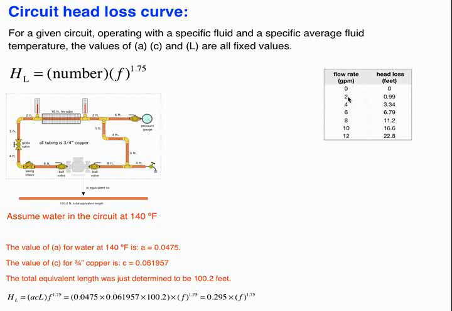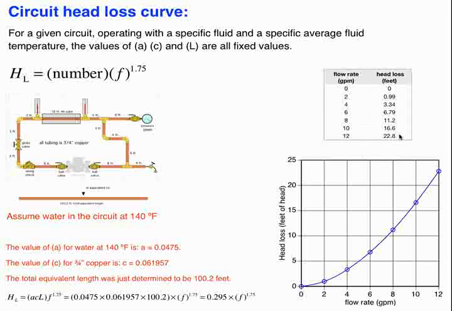At 0 flow, we have 0 head loss. At 2 gallons per minute, if I plug 2 in for F, raise it to the 1.75 power, multiply it by 0.295, that's what my head loss is. So I do this for all the flow rates, and I get these head loss values, and then I make a graph. Those circles you see on the graph are just these points in this table being plotted out. Okay? And if I connect the dots, so to speak, into a nice smooth curve, this is called a circuit head loss curve. This is the fingerprint, if you will, of that piping circuit.